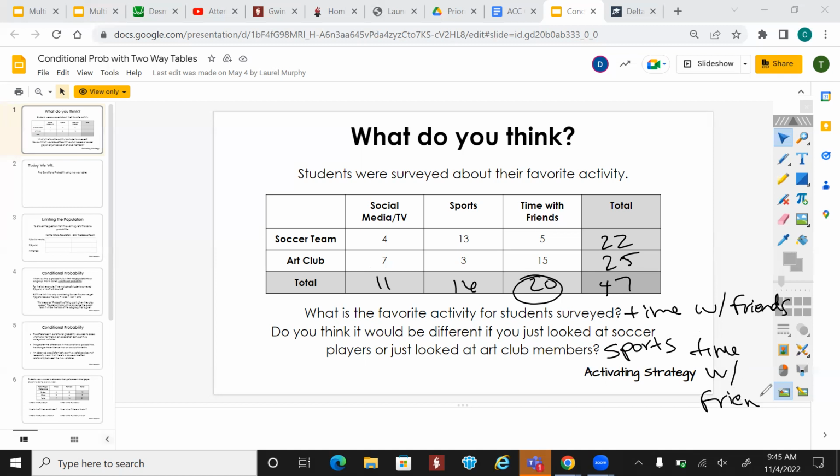Okay, so different perspectives. This is kind of like when a lot of people say the data supports it. Well, it's all about which data you are looking at, because if you're looking at it this way, time with friends wins. If you look at it this way, it's different, right? So crazy stuff to think about.